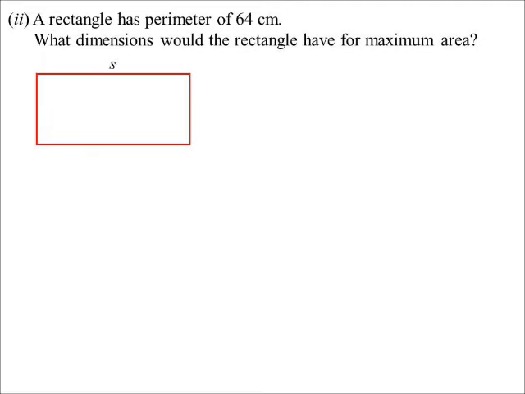I'll call it S for side, which means the other side will be, I'm going to call it 32 minus S, because I know the perimeter is 64. So therefore, two of the sides must add up to be 32, which means the other side is 32 minus S. So the area, and there's my quadratic, the area will be S times 32 minus S.